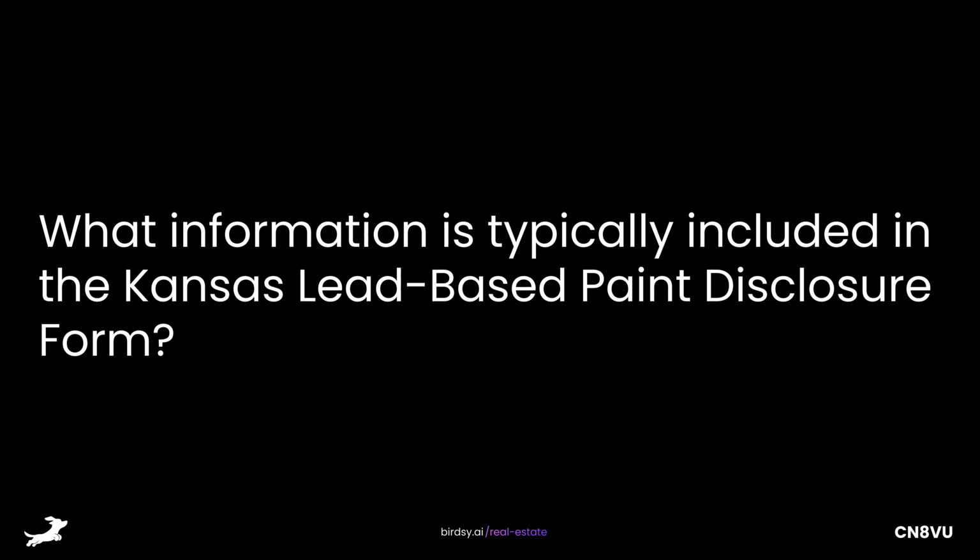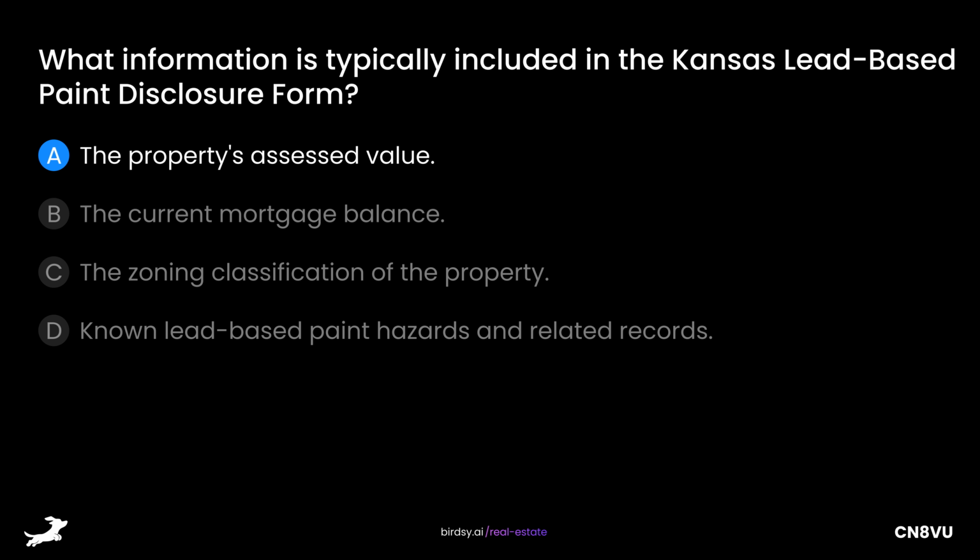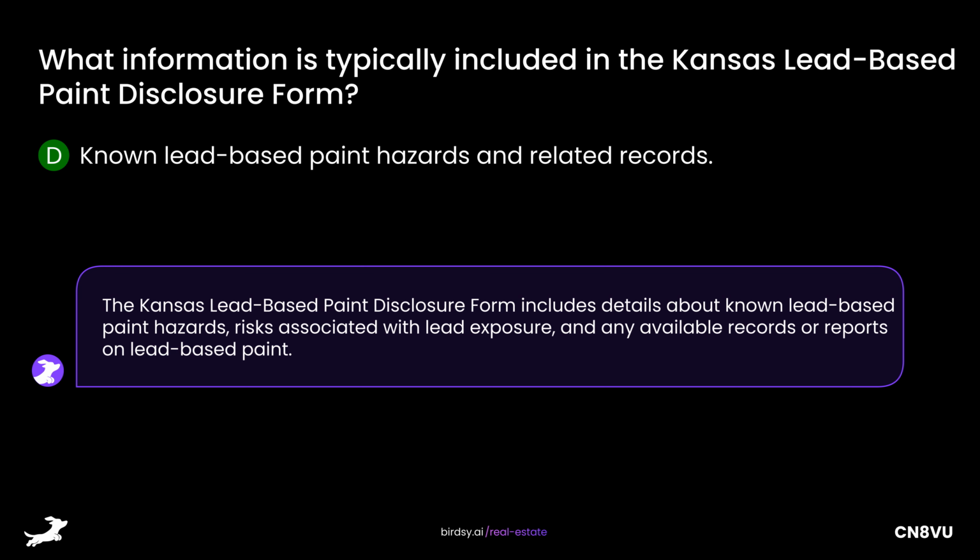What information is typically included in the Kansas lead-based paint disclosure form? Is it A, the property's assessed value, B, the current mortgage balance, C, the zoning classification of the property, or D, known lead-based paint hazards and related records? The answer is D, known lead-based paint hazards and related records. The Kansas lead-based paint disclosure form includes details about known lead-based paint hazards, risks associated with lead exposure, and any available records or reports on lead-based paint.